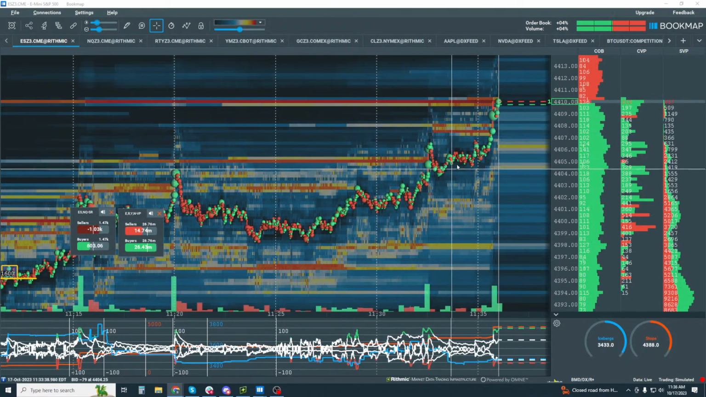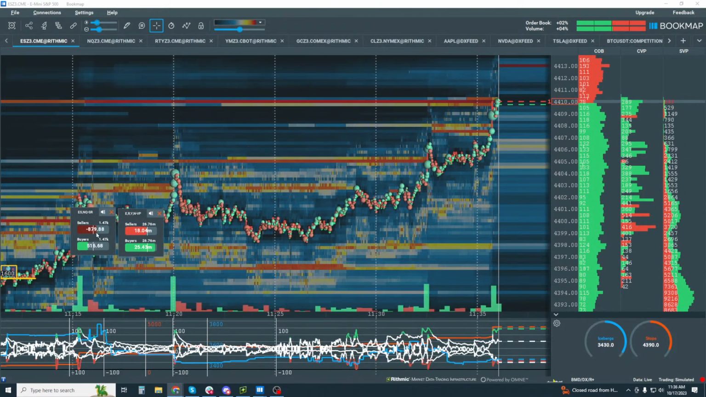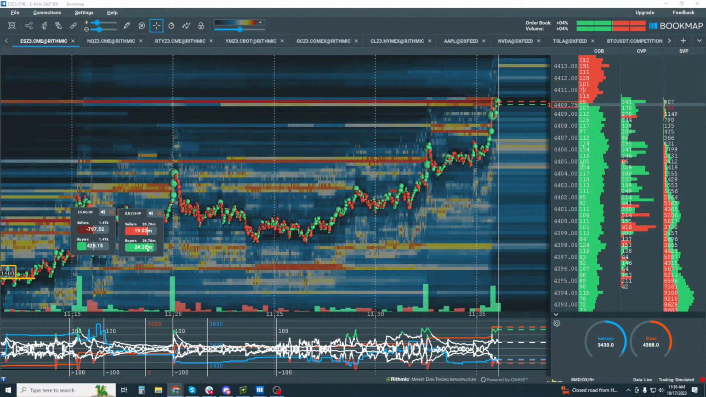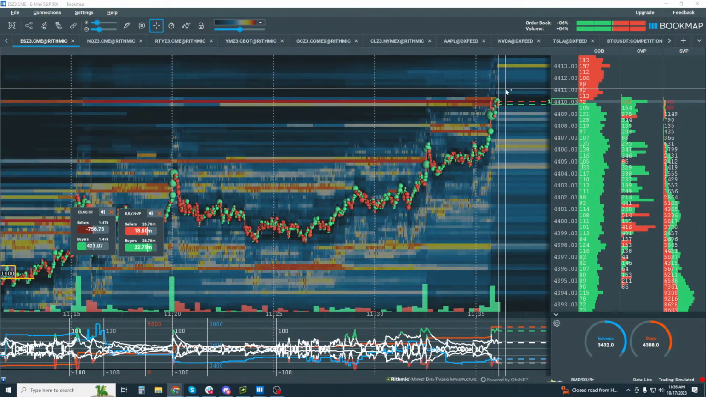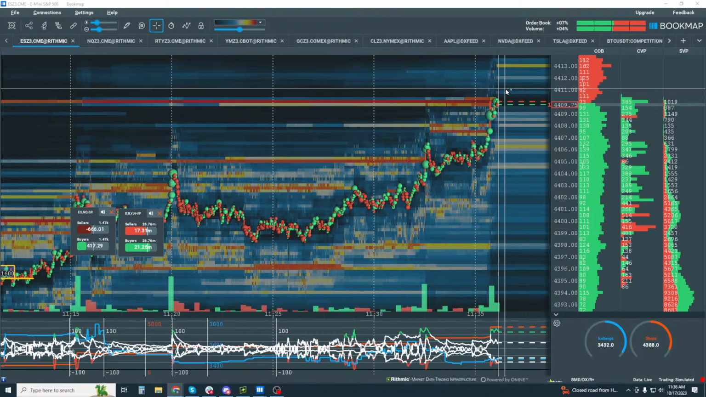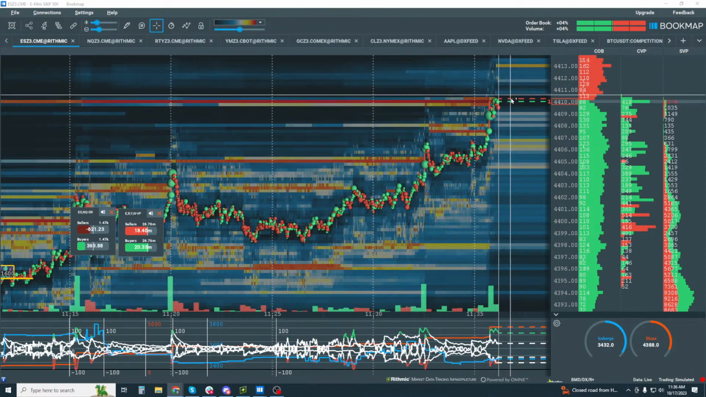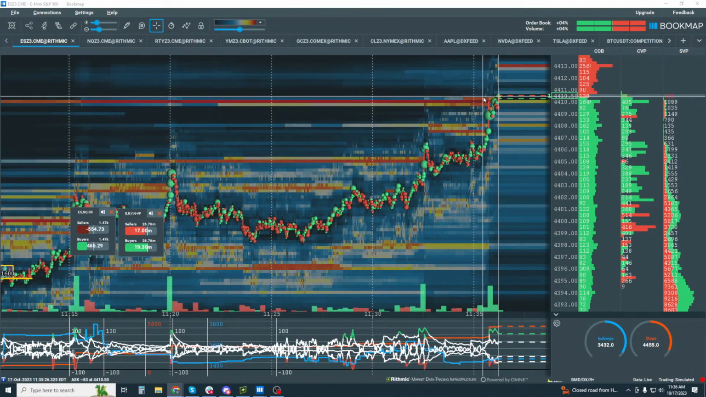And here's continuation of the move, pulling of the book, aggressors coming in, looking for the continuation of the move here. All right, now we're getting up into those wicks. Again, I'm going to leave it at this here, guys.